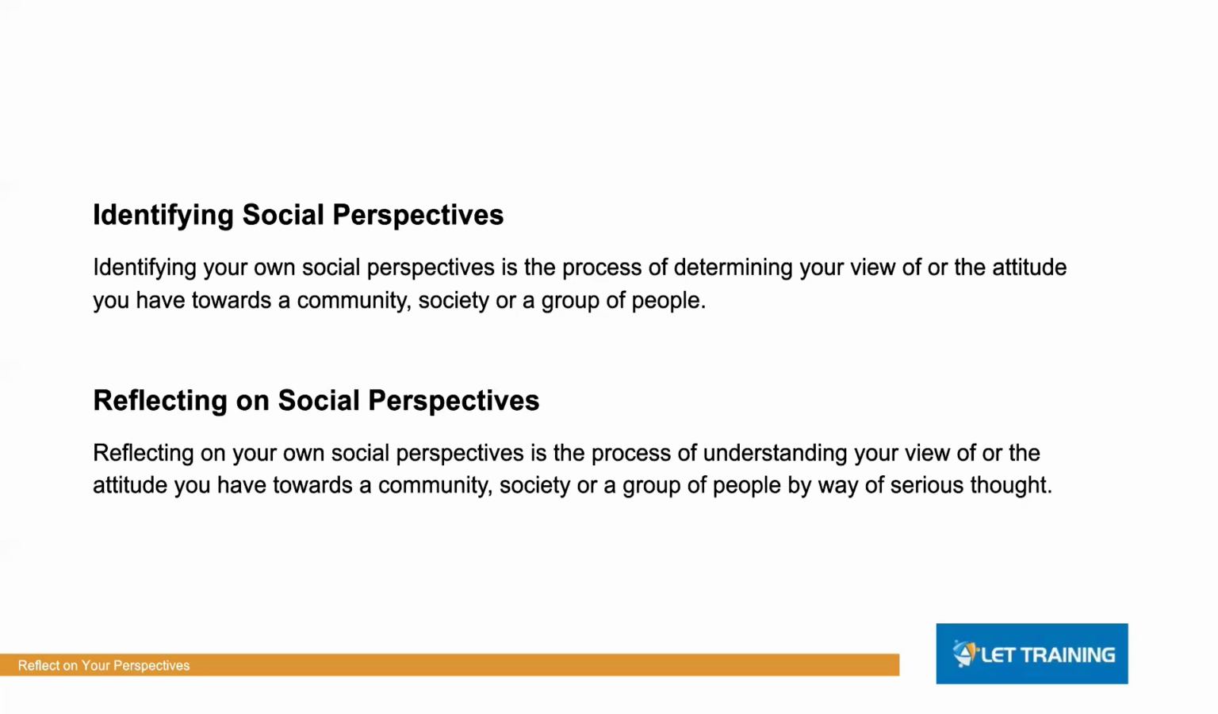Some tips for identifying social perspectives are: make a list of the things you know about yours and others' communities. Notice the kinds of people you want to be with, consider the groups where you belong, and examine which group people you prefer and avoid, including how you regard different societies or communities, including your own. Reflecting on social perspectives is the process of understanding your view of the attitude you have towards a community, society, or group of people by way of serious thought.